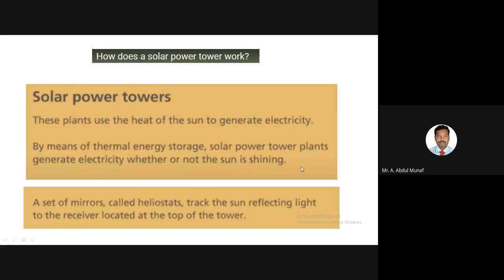When the sun is shining, at that time they take the energy and store it as thermal energy. When the sun is not shining, that stored energy is released as the working energy. Then you see here a set of mirrors called heliostats. The set of mirrors called heliostats track the sun, reflecting light to the receiver located at the top of the tower.